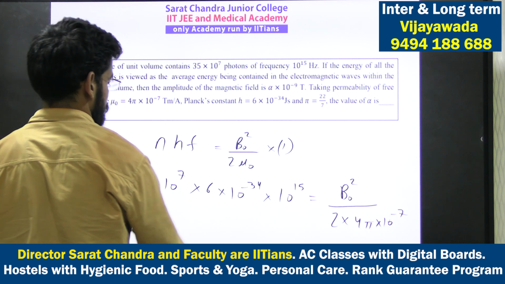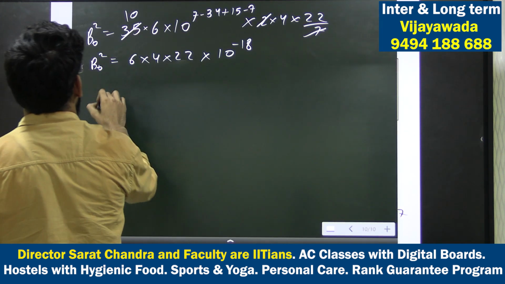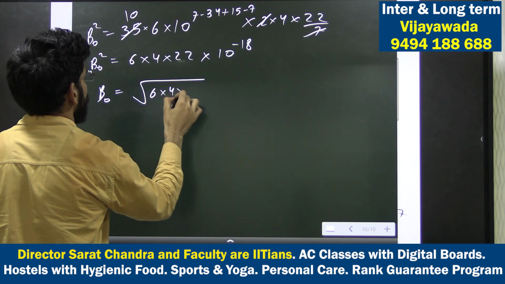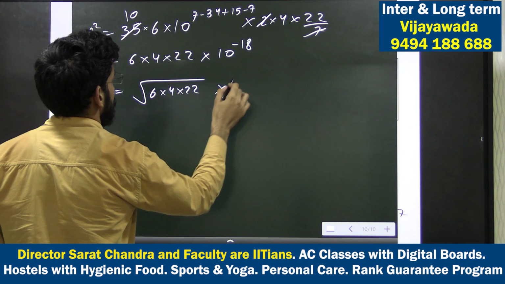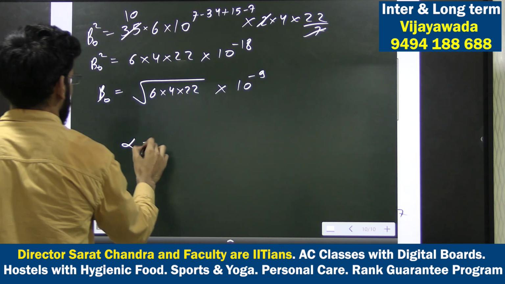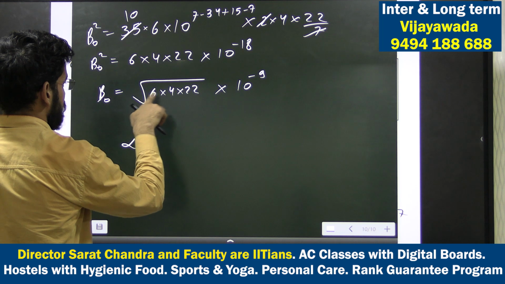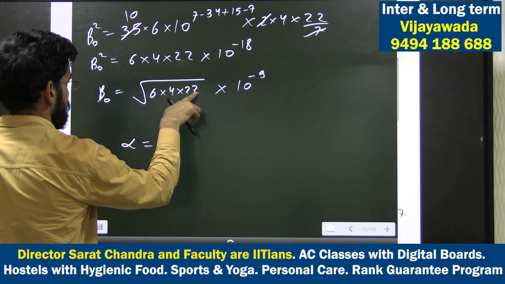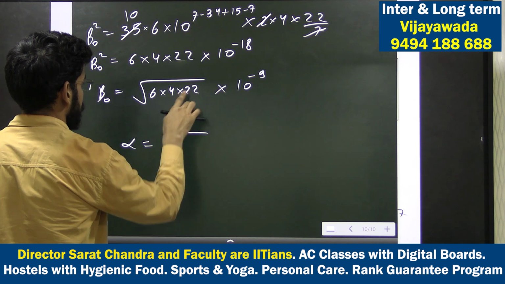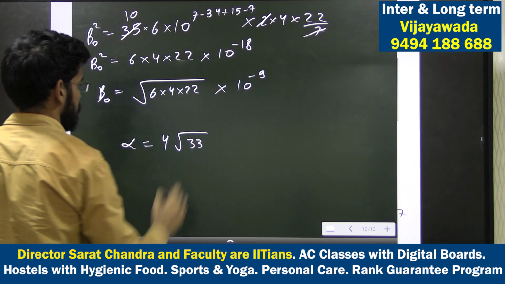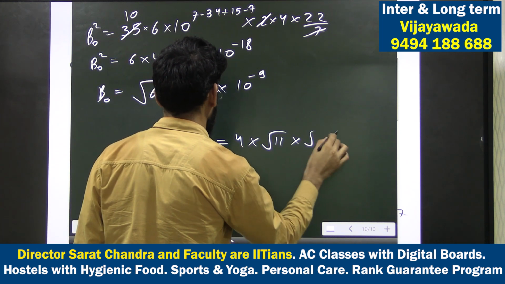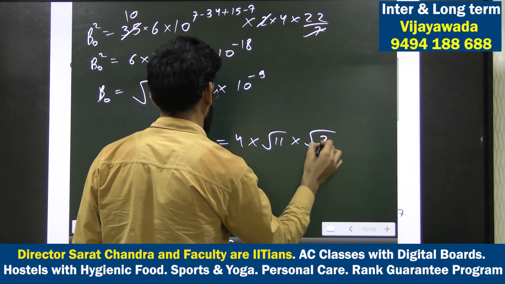minus 9. So alpha, if you calculate B naught, here it will come under root of 6 into 4 into 22. Calculation is a little bit harder. 10 is to the power minus 9, right? So this is alpha here. This 2, 2. So actually 4 can come outside. Under root of 11 here, 3 here, 33. So you can write it like this: 4 into under root 11 into root 3.